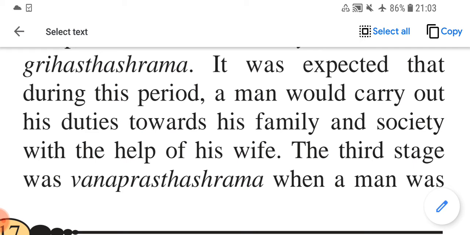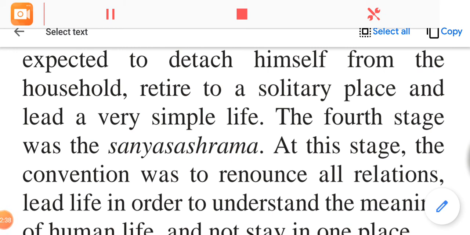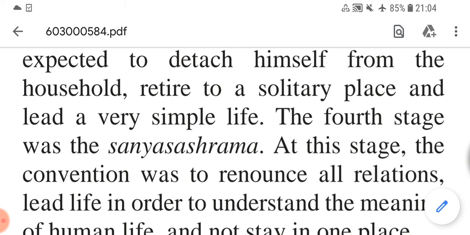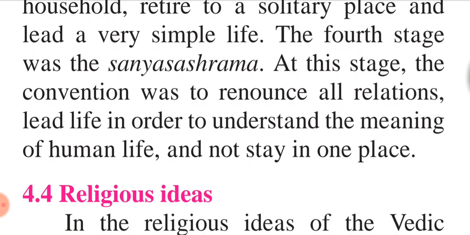The third stage was the Vanaprastha ashram, when a man was expected to detach himself from the household, retire to a solitary place and lead a very simple life. The fourth stage was the Sannyas ashram.